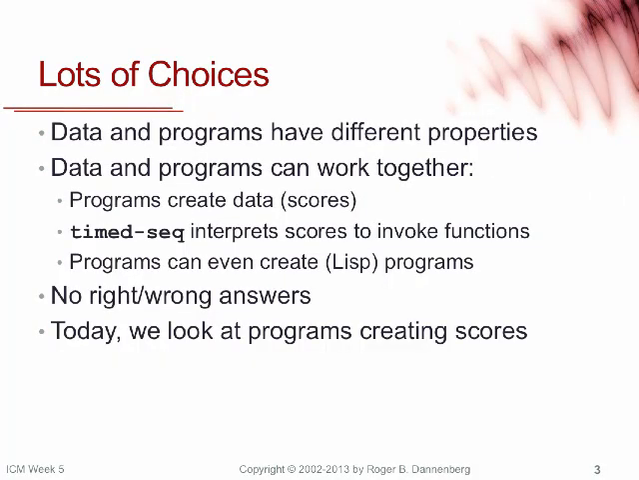The point about Nyquist and its design is to try to make data and programs work together. So in Nyquist, programs can create data. You can generate scores. You can use timed seek to interpret scores and invoke functions. Programs can even create other programs, although we're not going to talk about that. And so there are no right or wrong answers for how to specify sound, whether to even use a score at all. If you do, where does it come from? But today we're going to look at programs creating scores.